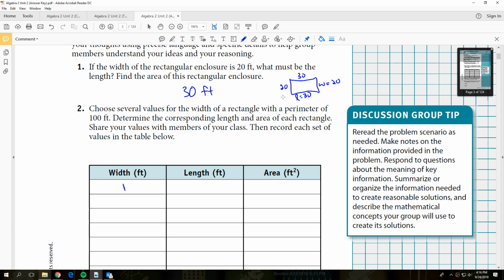That's 2 feet. So now I have 98 feet left, and what's 98 divided by 2? Well, the length must be 49 feet. And what's the area? Well, it's just width times length, which would be 49.